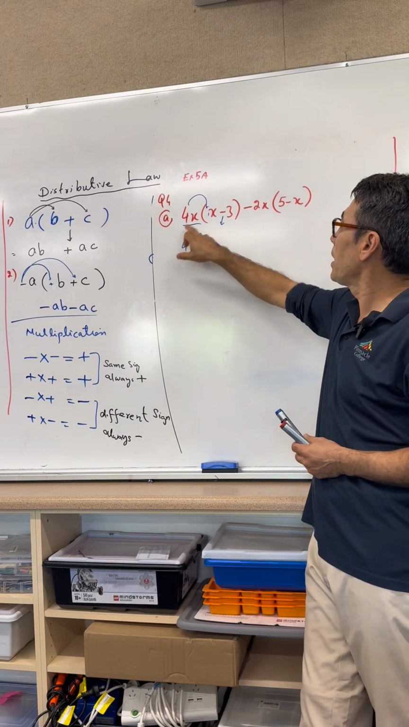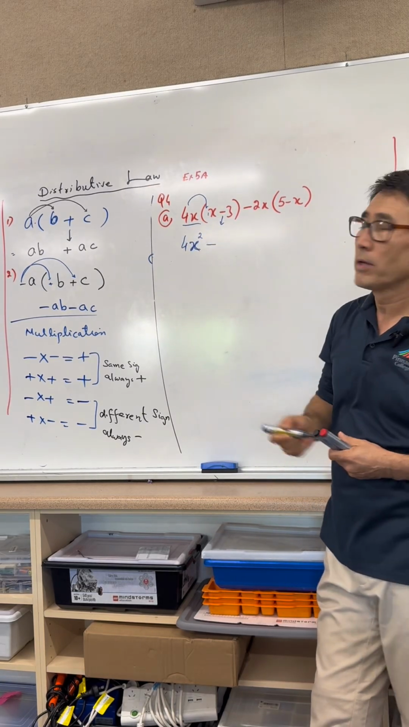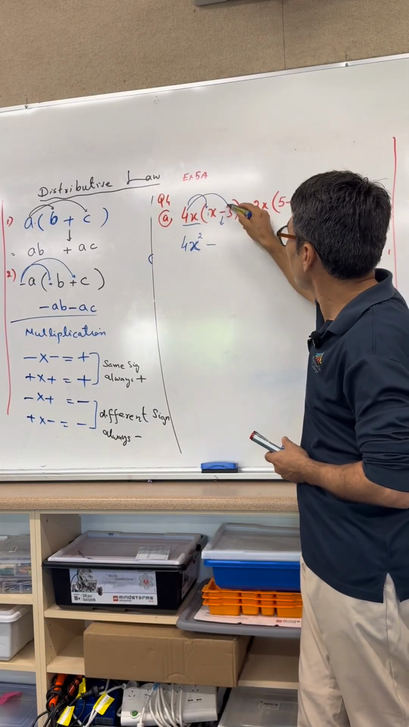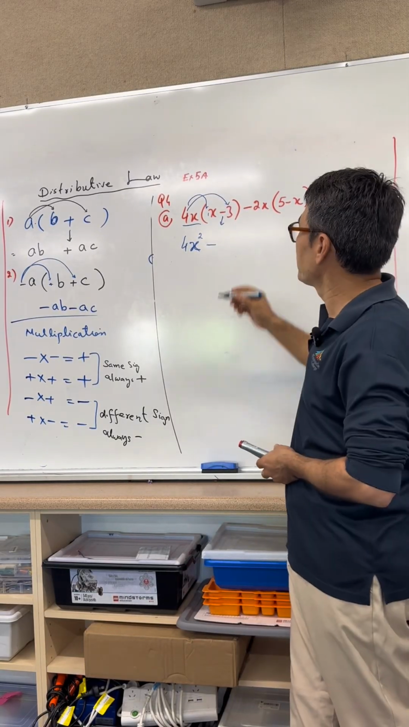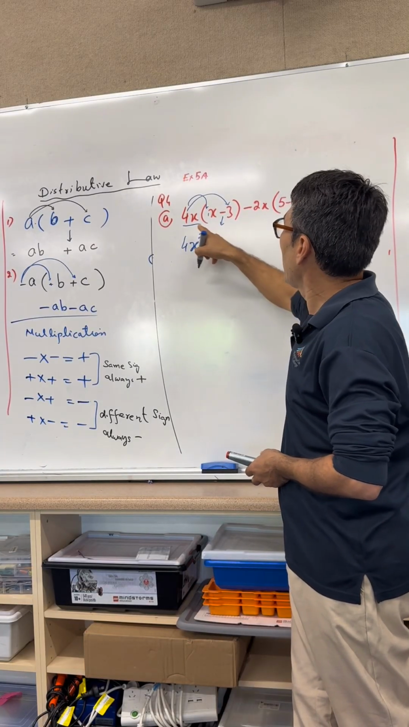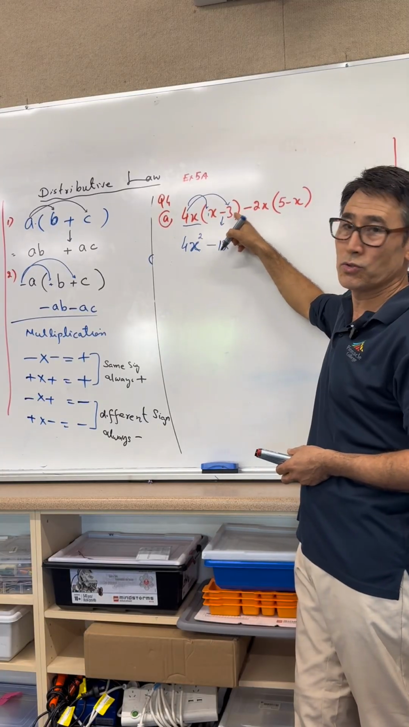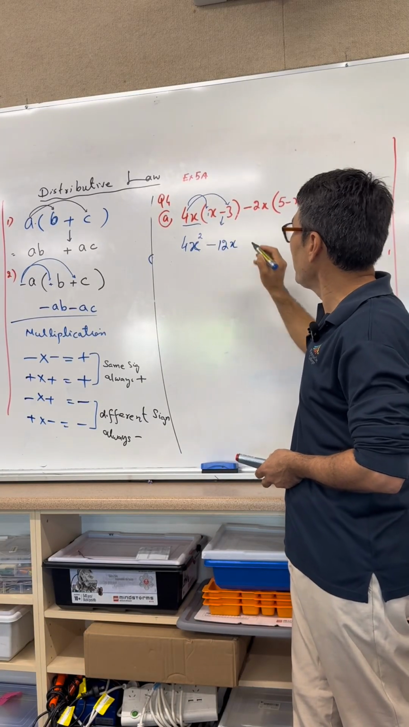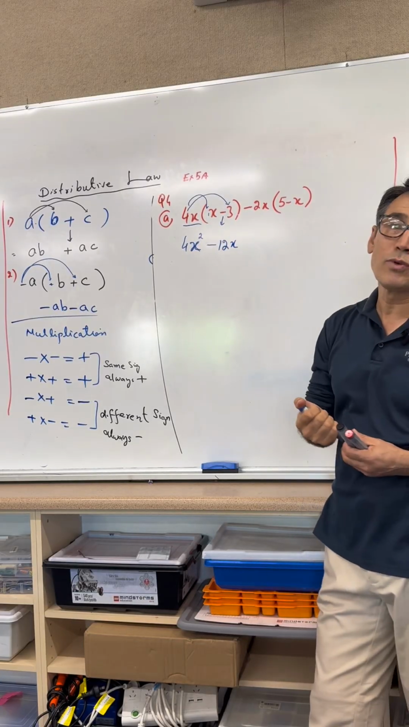So what is number by number? 4 times 3. You have to do this, right? 4 times 3. What is 4 times 3? 12. And we left x here, right? There's no variable with 3. So x comes as it is. 4x times 3, that makes 12x.